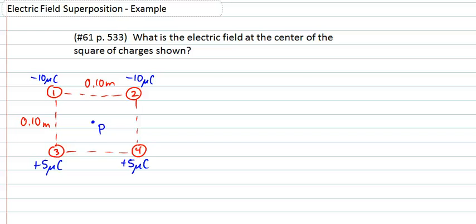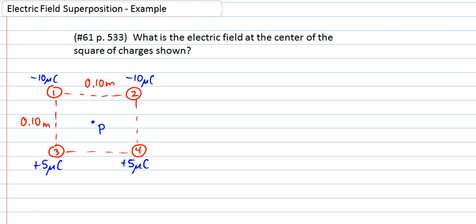Okay, welcome back everyone. In this video we're going to talk about electric field superposition, which is a fancy way for saying how to add vectors. And in this example we're going to be solving problem 61 on page 533, and this is a 3-dot problem, but we're going to show that it's really not that bad.